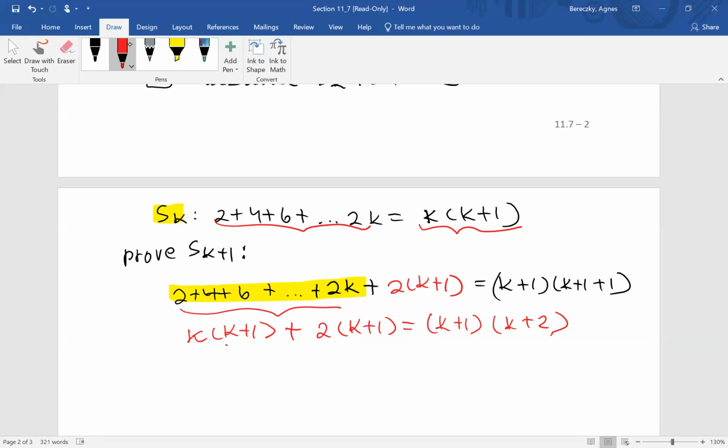If I factor out k plus 1 in the left-hand side, then I will be left with k plus 2. K plus 1 times k plus 2 equals k plus 1 times k plus 2. The left and the right-hand side are the same, so it is true. So we are done proving.